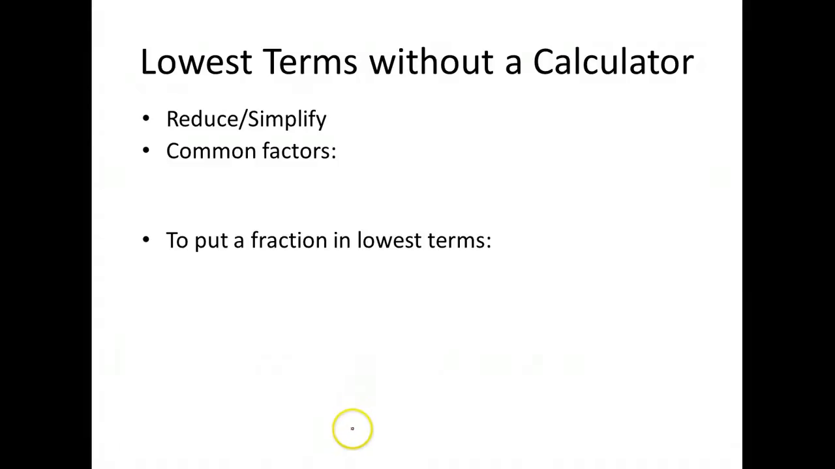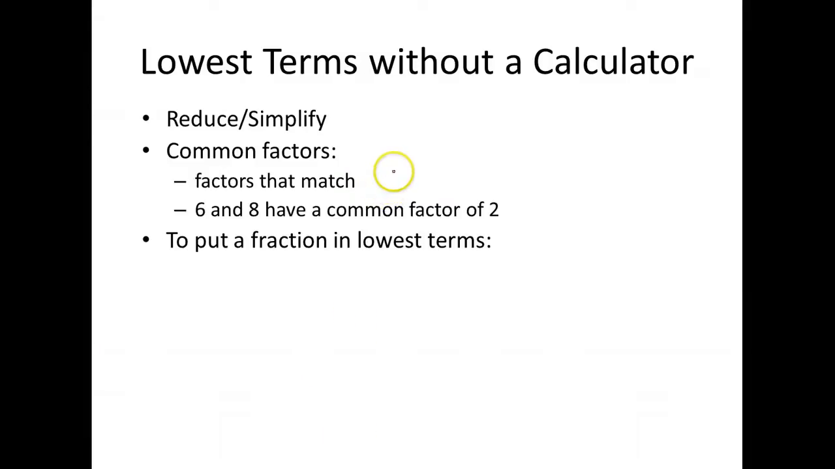So lowest terms without a calculator, well, we just did that one. That one was pretty easy. Let's do ones that are a little bit different. I use the language of factors when I talk about reducing or putting fractions in lowest terms. That is to recognize that 2 goes into 6 and 2 goes into 8. 2 times 3 is 6, right? And 2 times 4 is 8. So 6 and 8 have a common factor, a thing that multiplies by something to give 6 and 8. The common factor is 2, because 2 times 3 is 6 and 2 times 4 is 8.